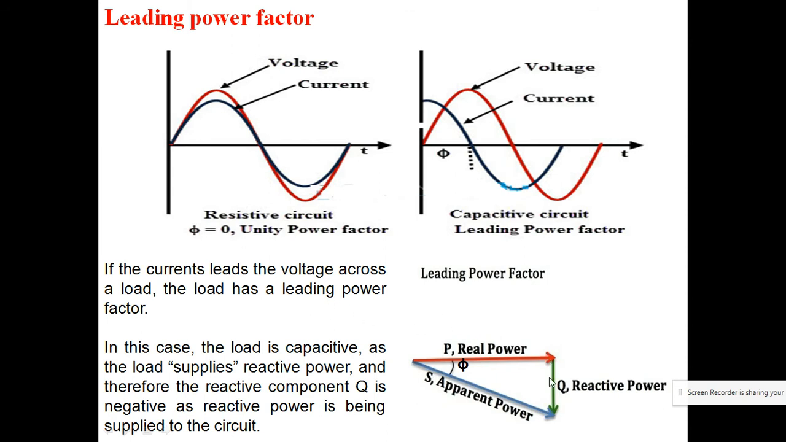In this case, you see our reactive power is in the negative direction. So what is the meaning of this? Let me explain. In this case, the load is capacitive, as the load supplies reactive power, and therefore the reactive component is negative, as reactive power is being supplied to the circuit. That's the reason we represent it in the downward direction, and in the lagging condition the power is consumed, so we represent it in the upward direction. That is the meaning of the power triangle.